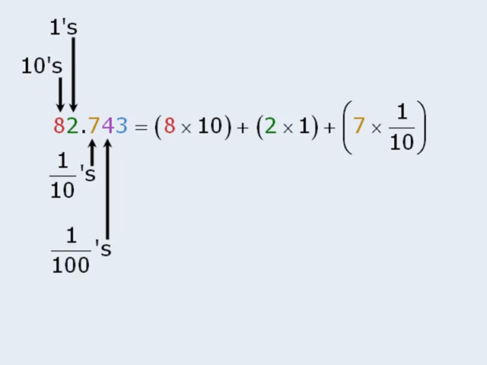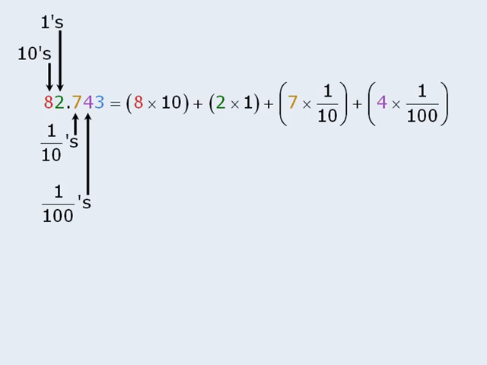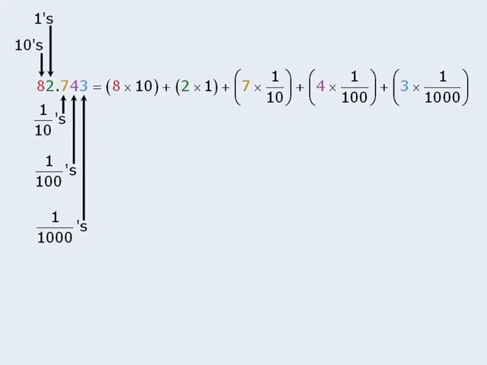Similarly, since the 4 here is in the 100th position, our number consists of 4 100ths. And since this 3 is in the 1000th position, our number consists of 3 1000ths. So the value of the number 82.743 is equal to the sum on the right-hand side.